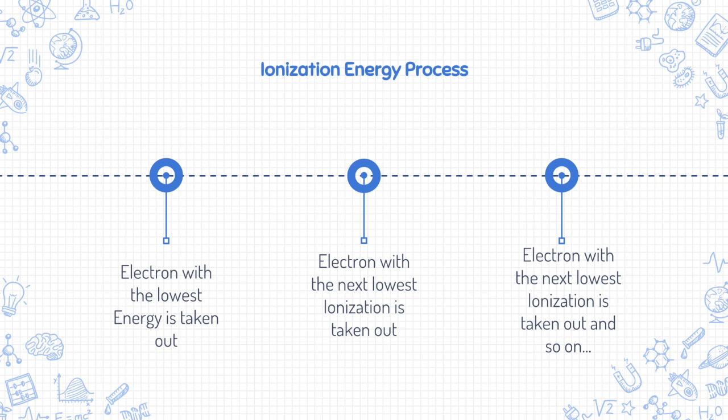The ionization energy process for more than 1 electron on the valence shell is that you start with the electron with the lowest energy. When that electron is taken out, you move on to the next electron. Now this electron needs a little bit more energy to be taken out because the nucleus's positive attraction is no longer divided by 3, but by 2, making a stronger attraction. Then once that is taken out, you take out the next electron, which needs even more energy, and so on and so on.